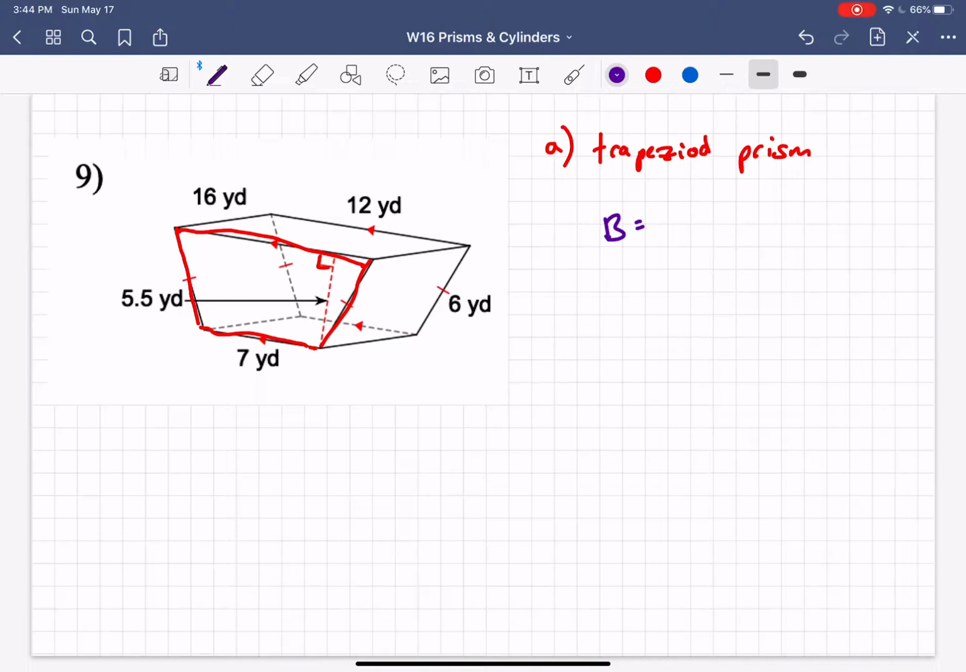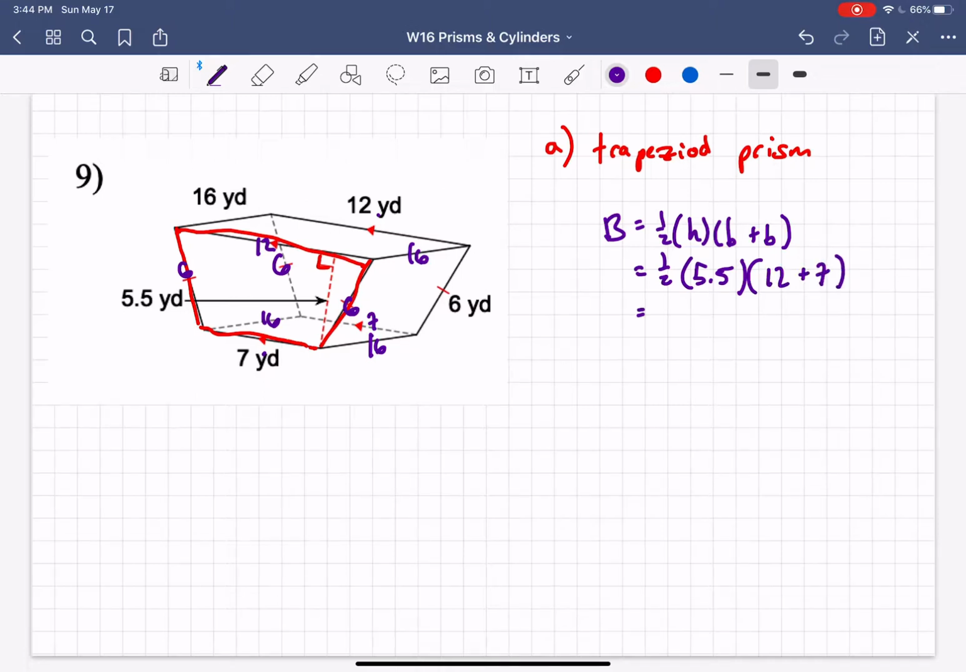So here, the area of the trapezoid is 1/2 times the height of the trapezoid, base plus base. So we do 1/2 times the height, which was 5.5. And then the two bases. I don't see it clearly, so let's do what we keep saying we're going to do. Label every side. 12. So this is 12. If that's 16, this is 16. This is 16. This is 16. That's 7. This is also 7. All right. So that means the two bases of the trapezoid are 12 and 7.